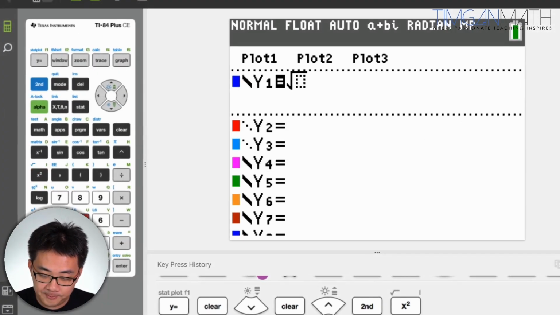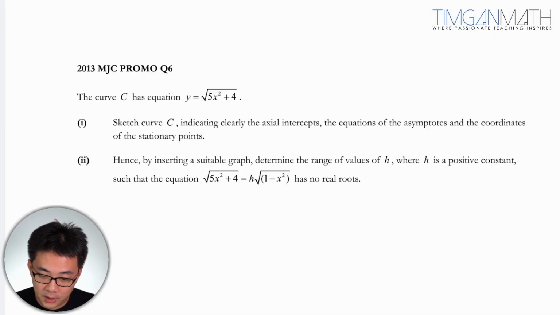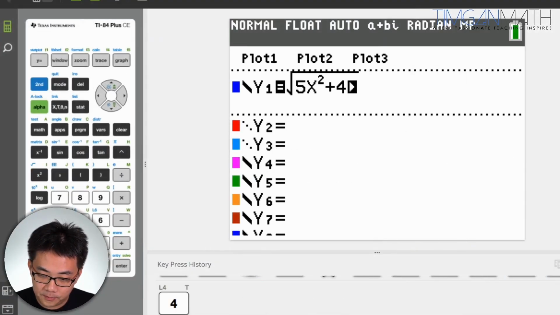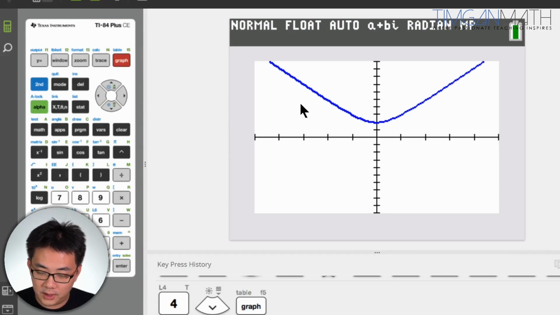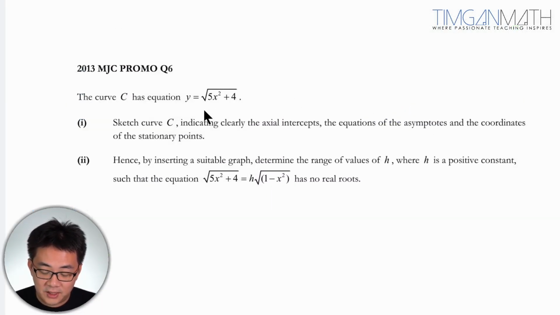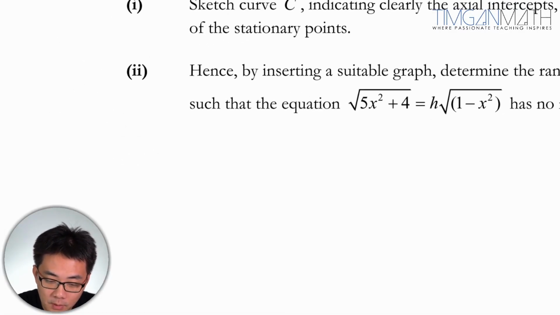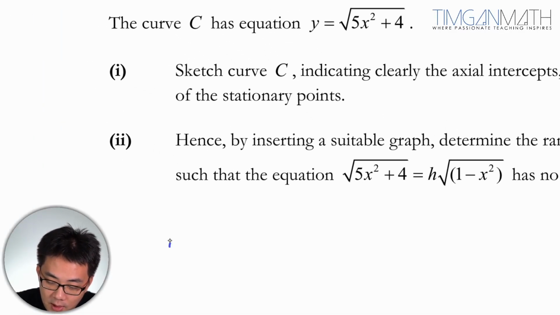So 5x squared, then you have plus 4. And this part here, we're just going to graph it. It looks something like that. You see that this is just this curve here. Take note, this square root just means it's positive. Only take the positive y. You don't take the negative one, right? This root here.